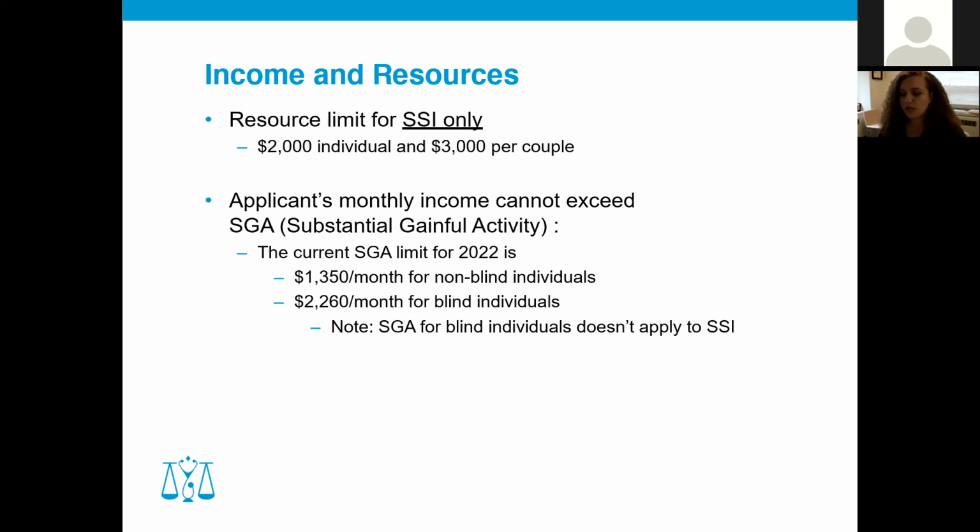or that they're working enough that they're not disabled. And we'll see a little bit more about how they figure that out in a minute. But for 2022, the current SGA limit is $1,350 a month for non-blind individuals and $2,260 a month for blind individuals. So this comes into play if a person already has disability and begins working, or if a person is applying for disability and is continuing to work and making more money than this, it is considered substantial gainful activity, and it is unlikely that they would be approved for the benefit.